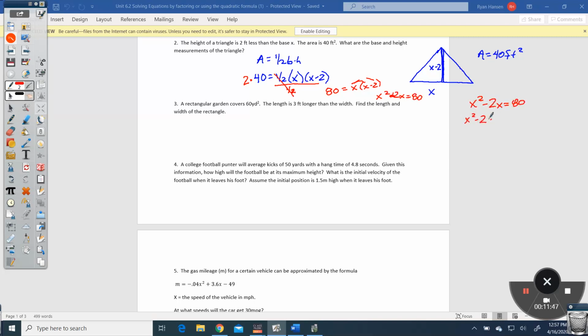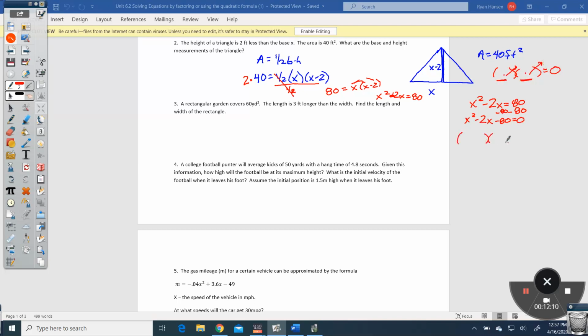So I have x squared minus 2x. So I minus the 80 from each side. So I minus the 80 equals 0. The reason we want to get it equal to 0 is because remember, if I have something times something equals 0, one of these two has to be 0. And so then I can just say, well, it's either this one equals 0 or this one equals 0.